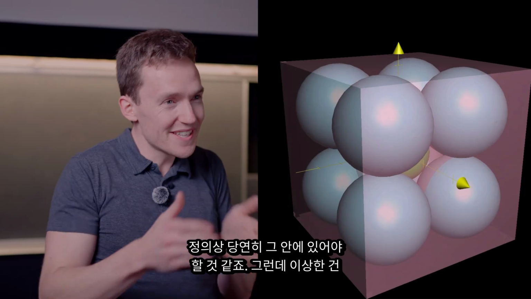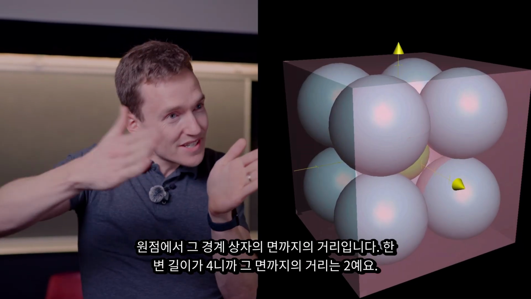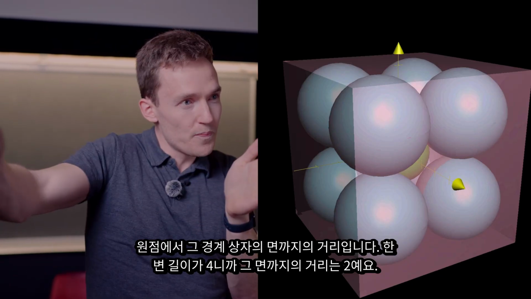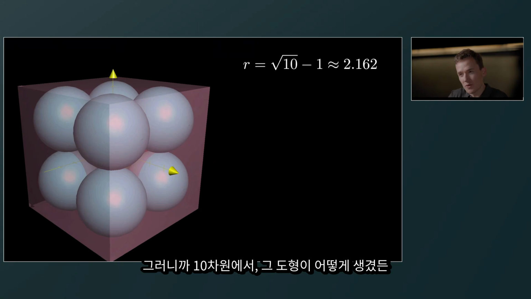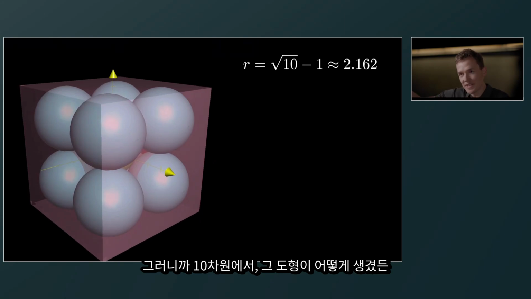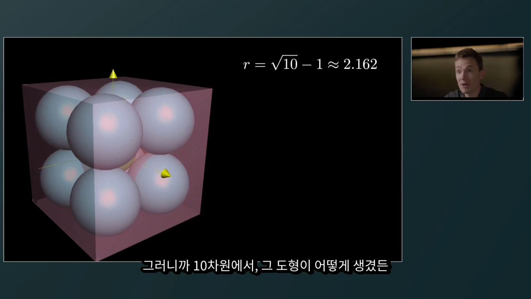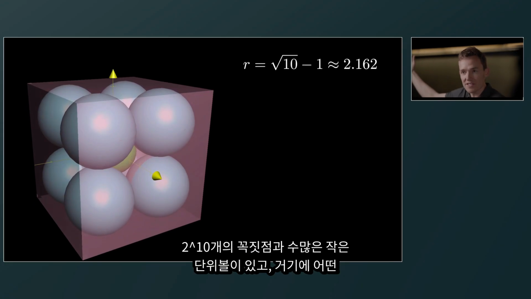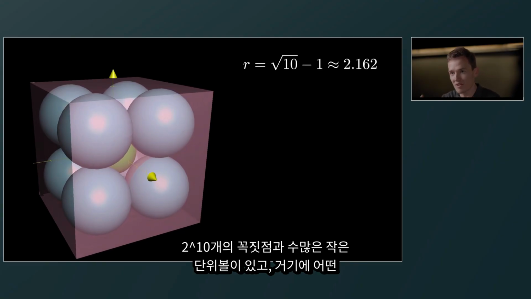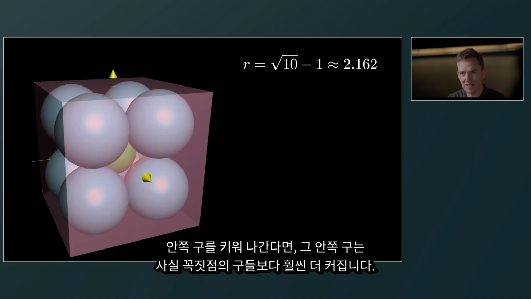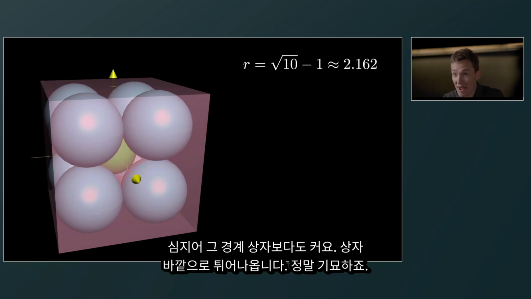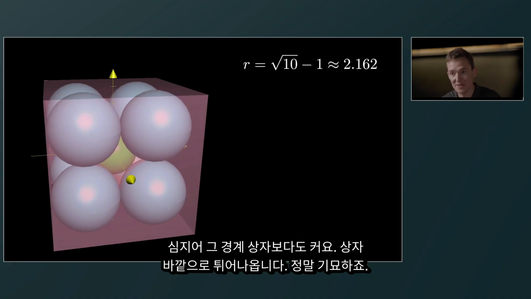But the weird part is the distance from your origin to the edge of that bounding box, because it's 4 by 4, ends up being 2 to get to that edge. So if we're saying up in 10 dimensions, whatever this diagram should look like, with its 2 to the 10th different corners, a whole bunch of little unit balls up there, expanding some sort of inner sphere, that inner sphere is actually dramatically bigger than all your corner spheres. It's even bigger than that bounding box. It pokes outside the bounding box.